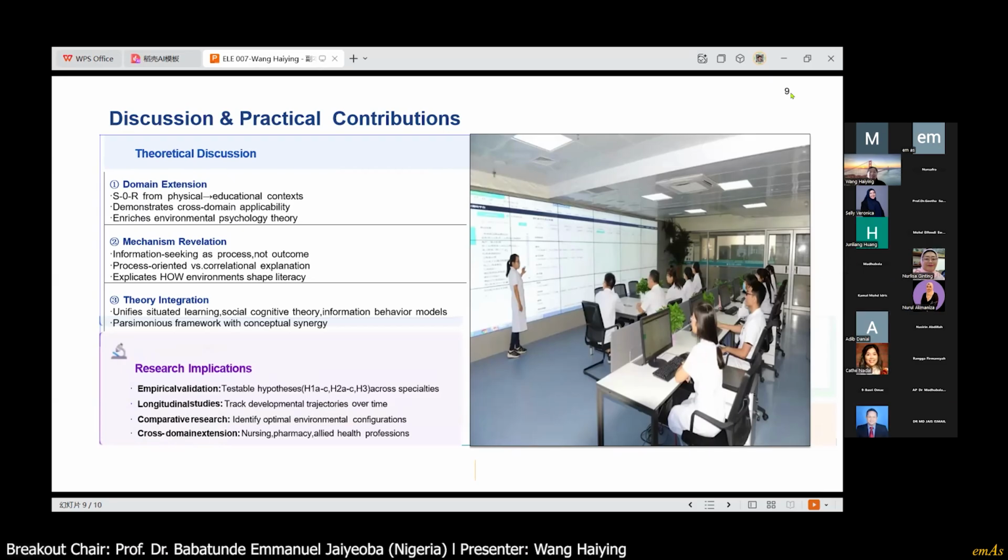Our theoretical contribution is SOR. We show SOR works for education. Then we integrate theories into our framework. For research, we can test these hypotheses. We can collect the data, then analyze the data, and use the outcome to develop this framework. Now let's move to the practical application.